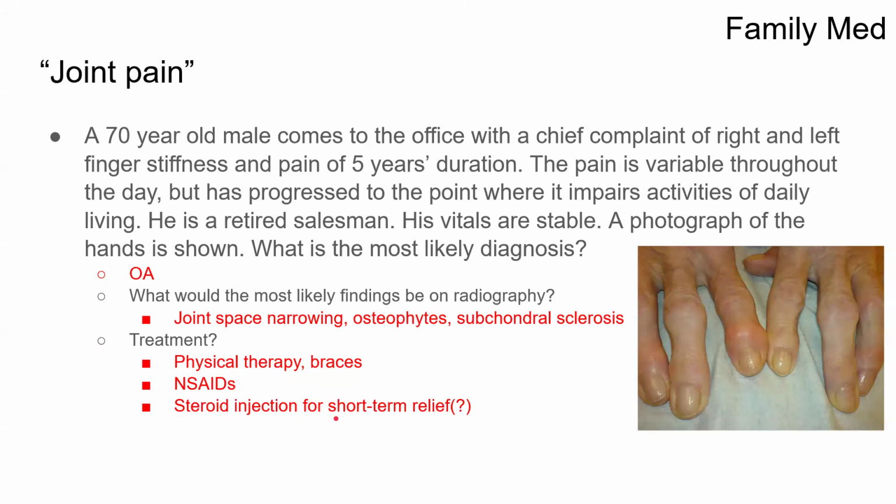So let's say, for example, you get a multiple choice question like this: he's diagnosed with osteoarthritis. He started on physical therapy and braces. He has been using NSAIDs for multiple weeks now and has minimal symptom improvement. What is the next step? In that case, you would want to consider a steroid injection. Okay.